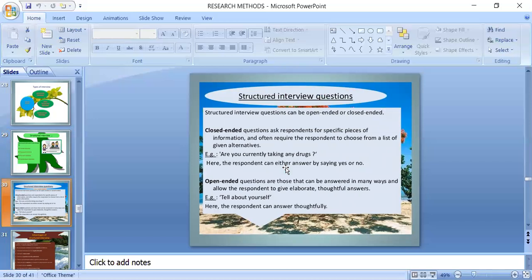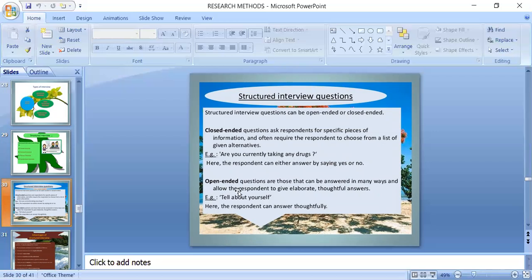Structured interview questions: close-ended questions and open-ended questions. Close-ended questions ask the respondent for a specific piece of information and often require the respondent to choose from a list of given alternatives. For example, are you currently taking any drugs? Here the respondent can answer either yes or no. If he said yes or no, there is nothing left to probe further.